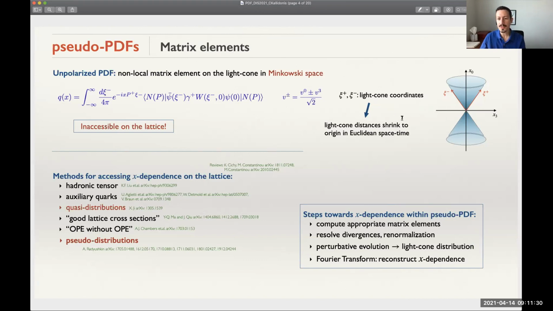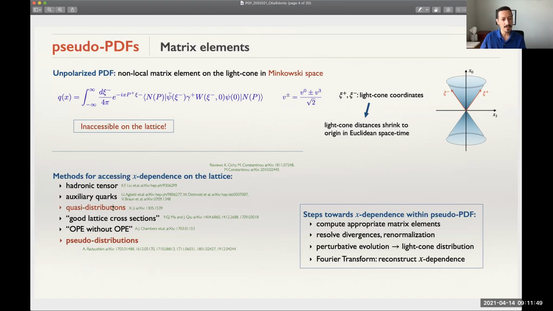Now, these light cone distances shrink to the origin in Euclidean space-time, and therefore accessing directly this matrix element on the lattice is not possible. However, through the years, there have been a couple of methods for accessing the x dependence on the lattice, and I list the most prominent of them here.